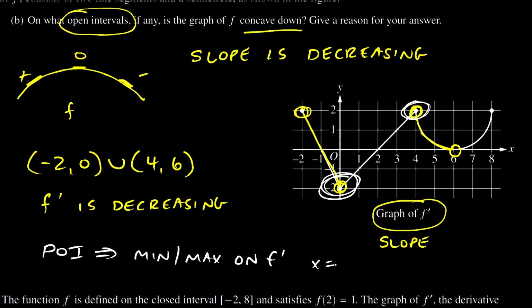So let's write those down. At x equals 0, x equals 4, and even at x equals 6, that's a very important point of inflection. We're going from decreasing to increasing. And we're not going to consider the endpoints because we don't know what's happening after that. So if we were asked for points of inflection, we do know how to find that. And we also know how to find concave up where it's increasing.